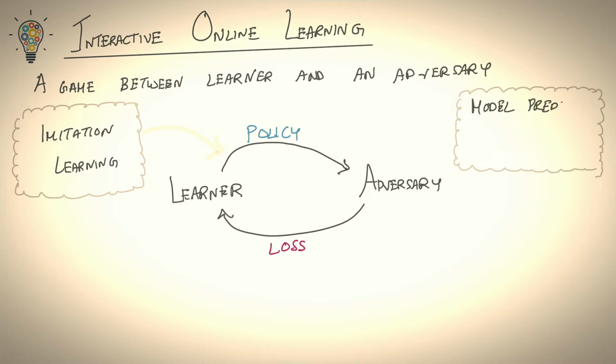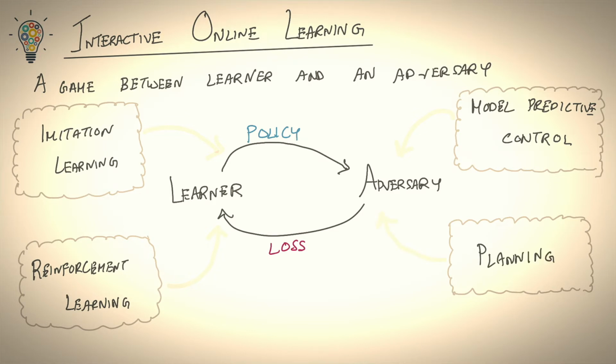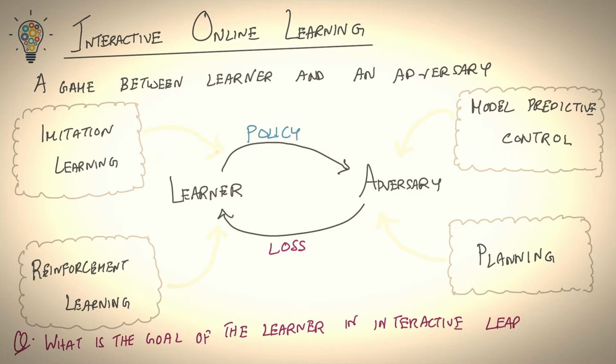For example, in imitation learning, the loss function could be how well the policy imitates a human expert. In reinforcement learning, the loss function is the value of such a policy. In model predictive control, it is a cumulative cost of such a policy. And in planning, it could be the length of the shortest path. But the question that we will focus on is what makes for a good interactive online learner? What is the goal of the learner in this setting?